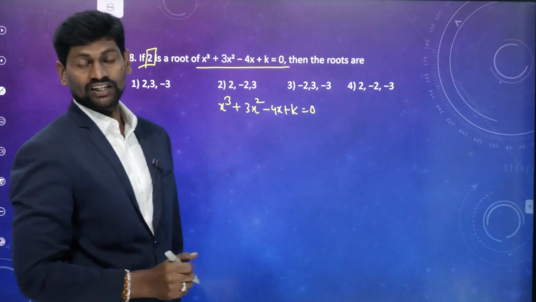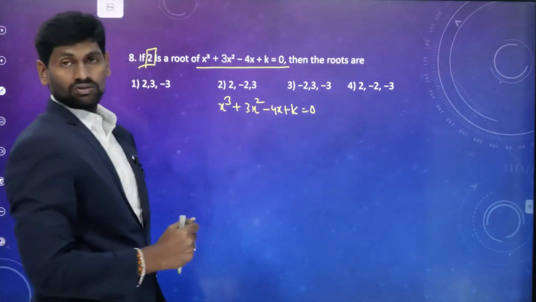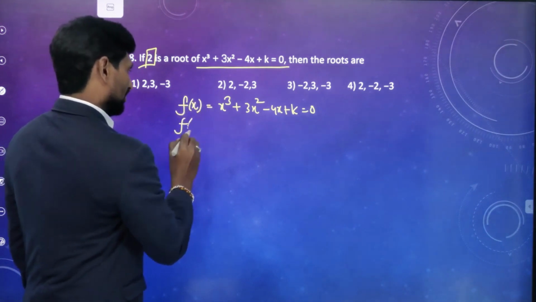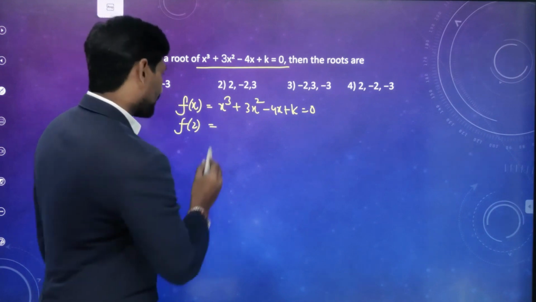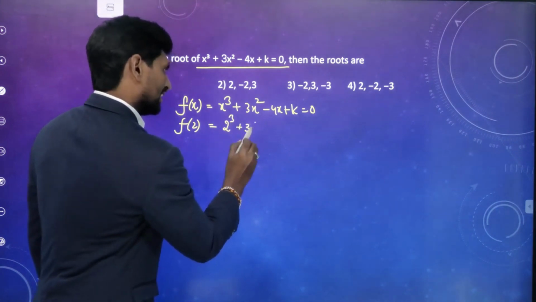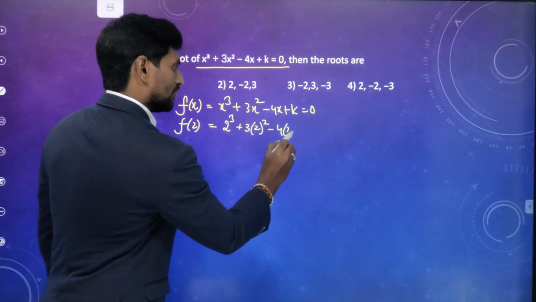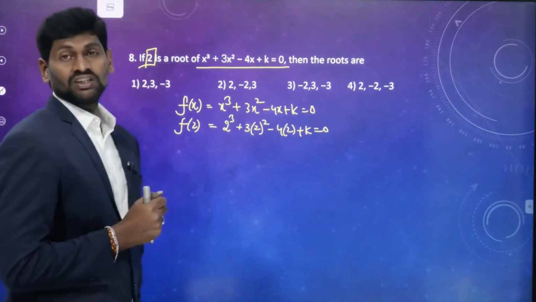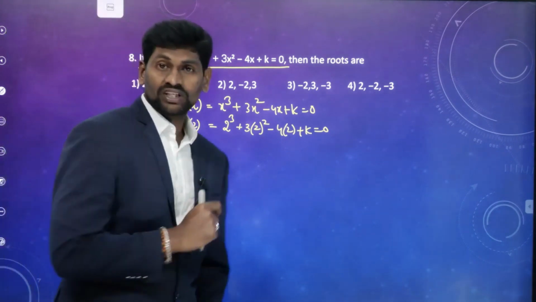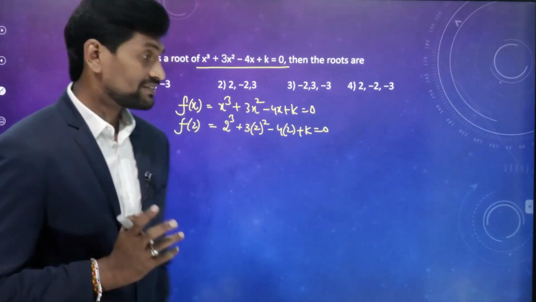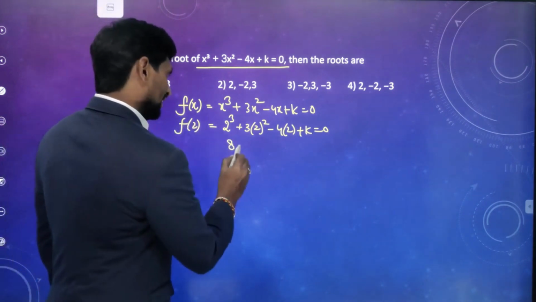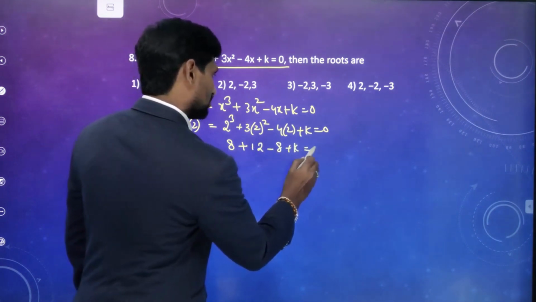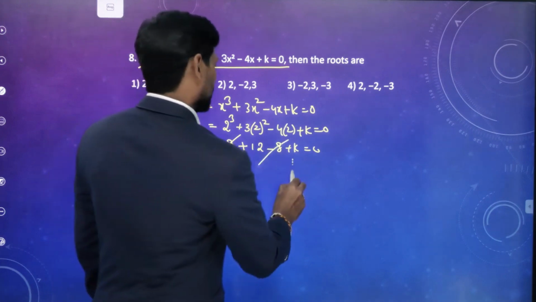That means before we need to find k value because there are two unknowns. So let us find k value by substituting 2 here. So f of 2 equals to 2 cube plus 3 into 2 square minus 4 into 2 plus k equal to 0. Because whenever it is given that 2 is a root, the answer when you substitute the 2 value in the given polynomial, it will become 0. So that's why I have taken 0 here. 2 cube value 8 plus 2 square 4, 4 3 is 12 minus 8 plus k equals to 0. Minus 8 plus 8 cancel, k value minus 12.